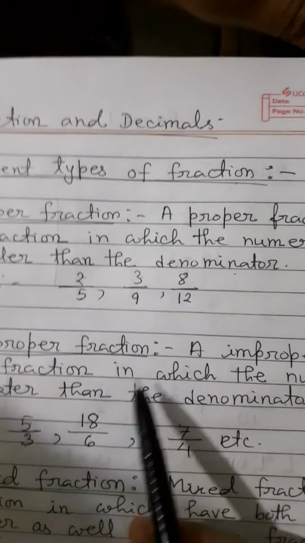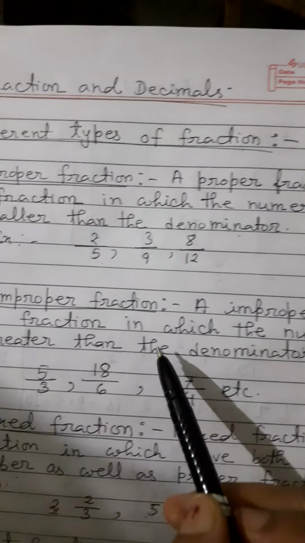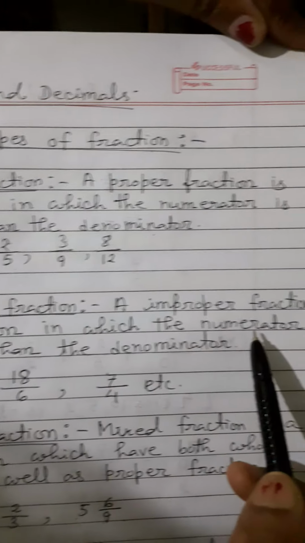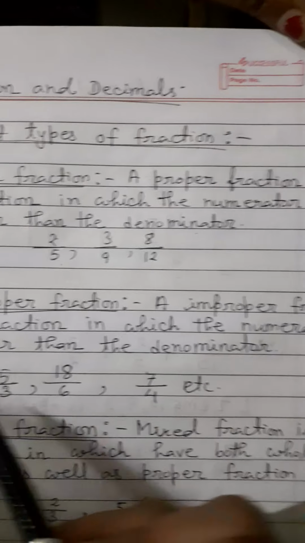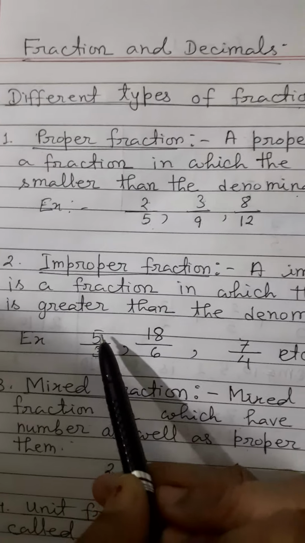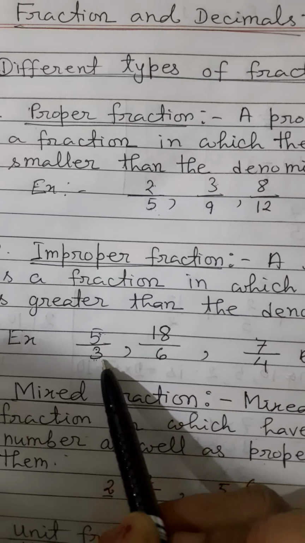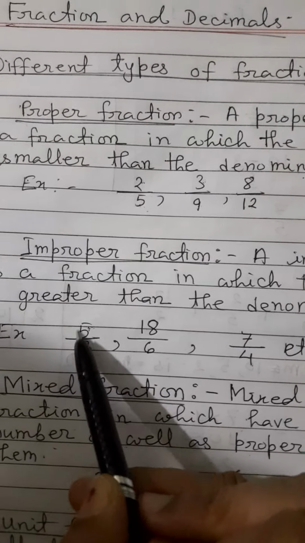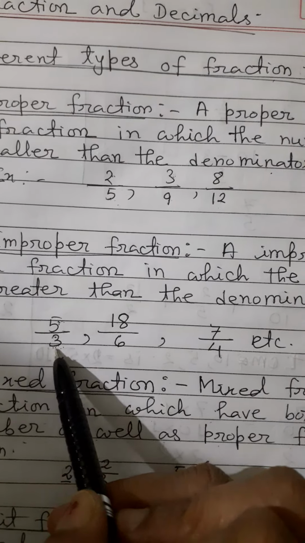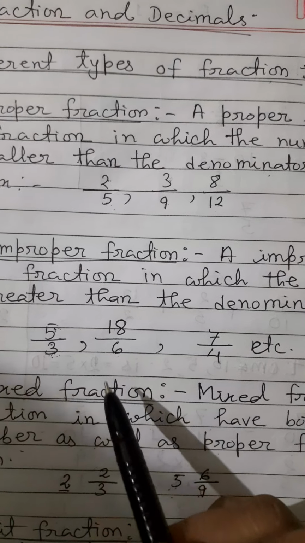And improper fraction is the opposite: if the numerator is greater than the denominator, it is called an improper fraction. Here 5 by 3, numerator is 5, denominator 3, 5 is greater than 3, so this is called an improper fraction. Similarly 18 by 6 is also an improper fraction.